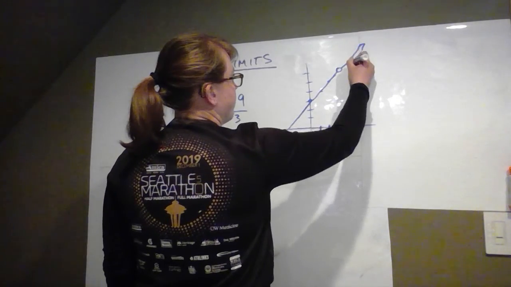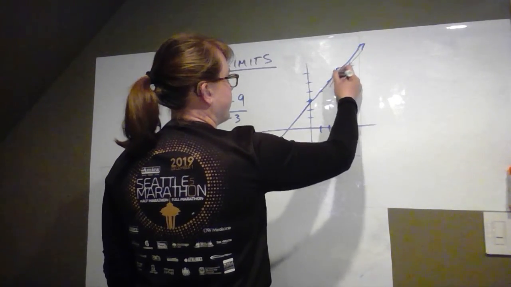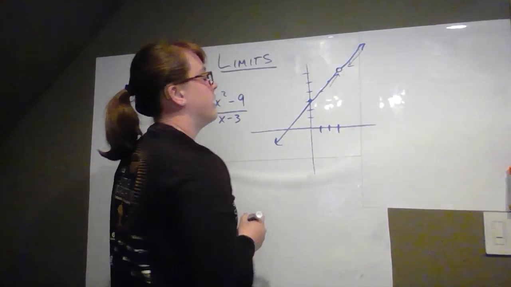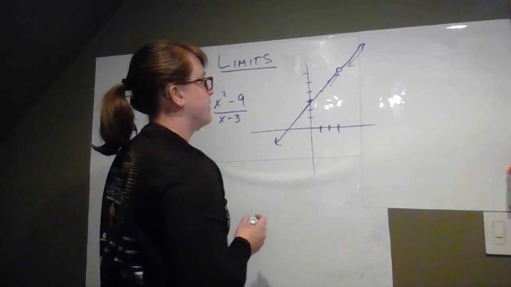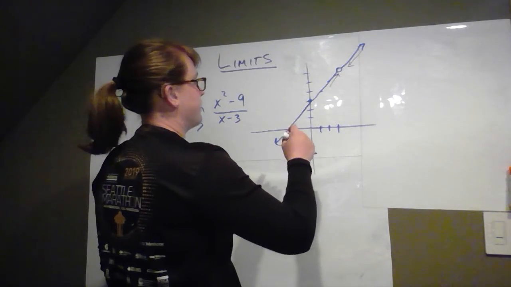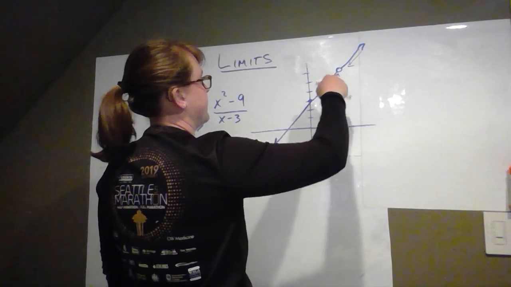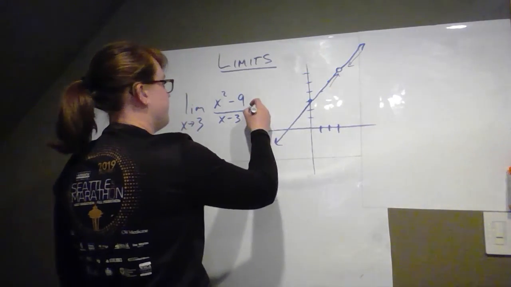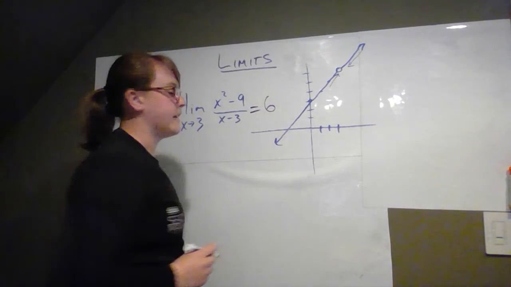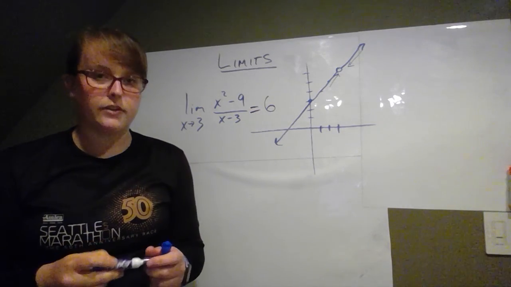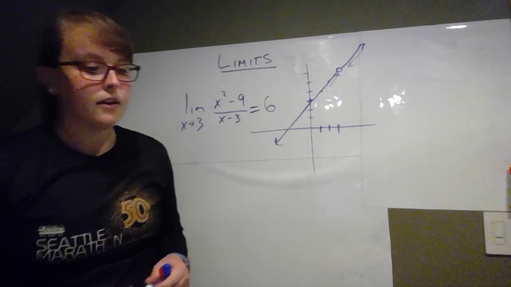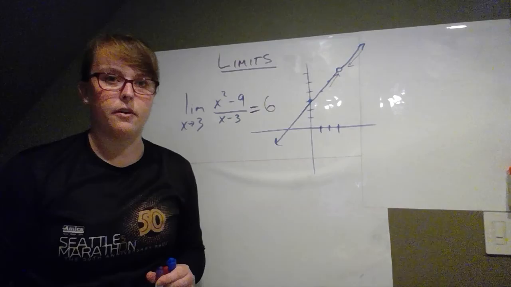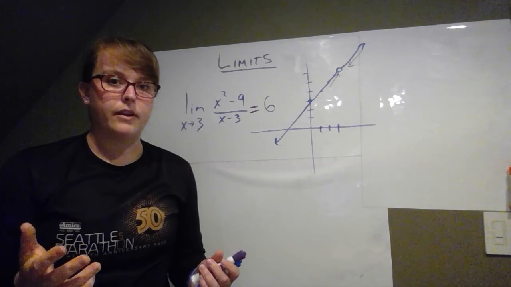If you look at the behavior of the function, what it's going towards at that point, we would notice that it's going towards 6. So the limit can still exist and be 6, even if the value of the function does not exist. So that's kind of a brief intro to limits there.